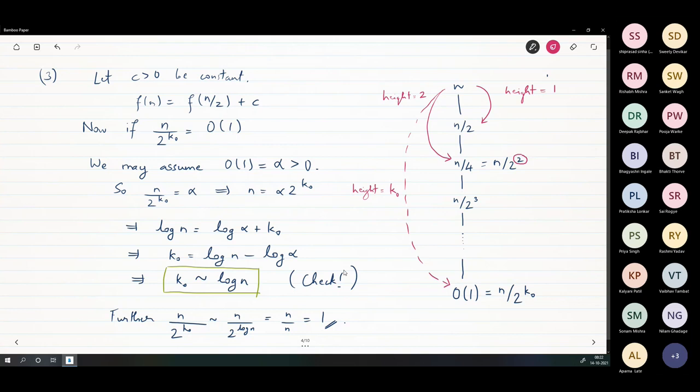Now the question is, how do you find this k naught? That is where this comes in. We have the relation n by 2 to the k naught is order 1. We may assume that order 1 is some constant. It need not be 1. You can take that to be 1 also if you are comfortable with that, but let's fix it. In general, it is some constant alpha. So we'll fix it to be an alpha, which is a constant.